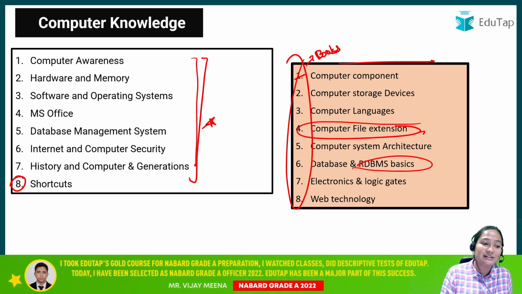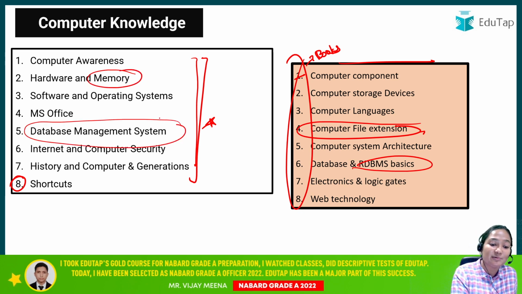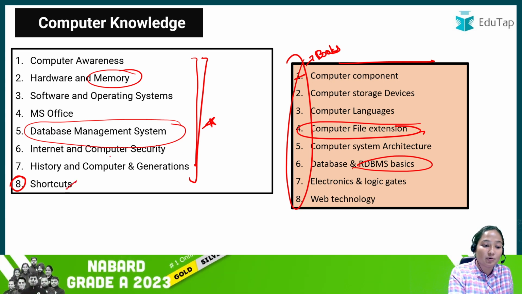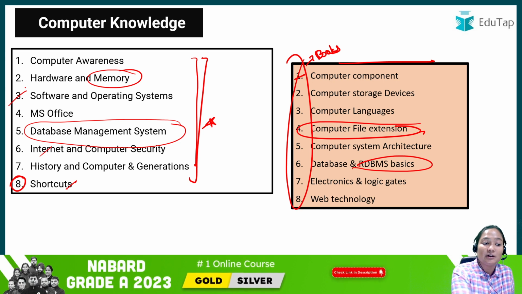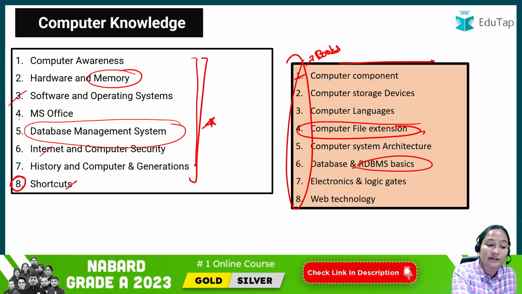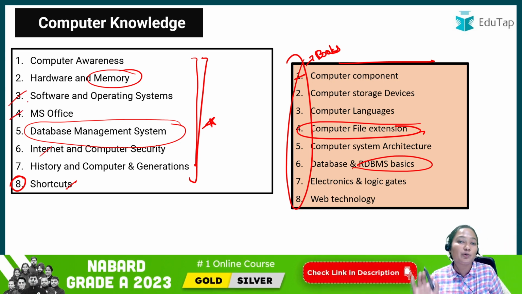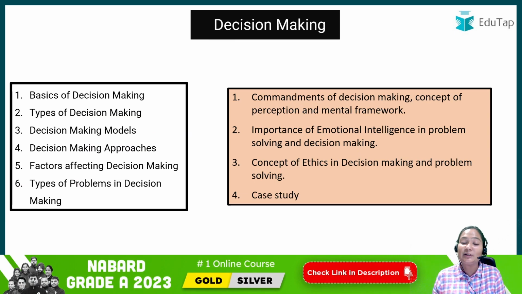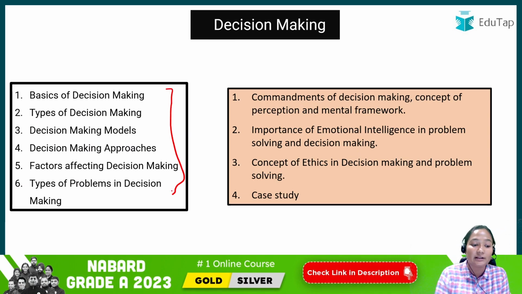अब इन टॉपिक में से भी देखो, some topic are there. जैसे if I talk about the hardware and memory, so memory topic you can keep at low priority, right? Similarly if I talk about database management, ये थोड़ा सा low priority पे you can keep it. High priority पे shortcuts को थोड़ा सा internet computer history, software operating system and MS Office को you can keep at high priority, right?